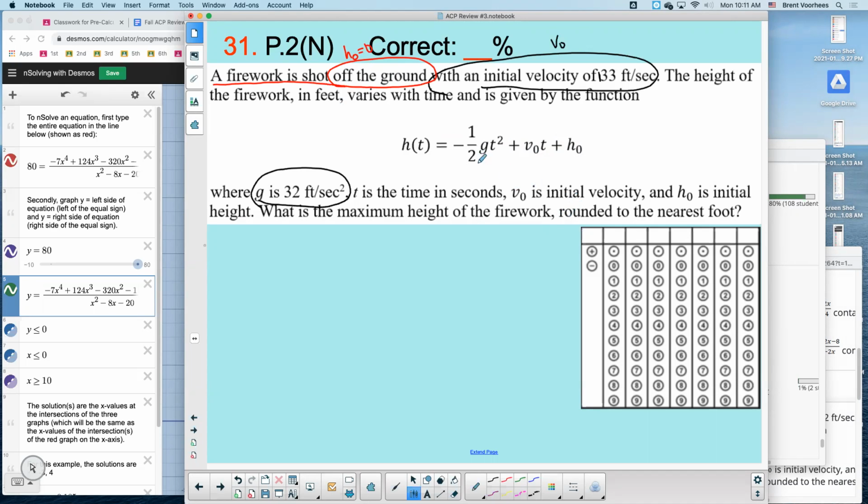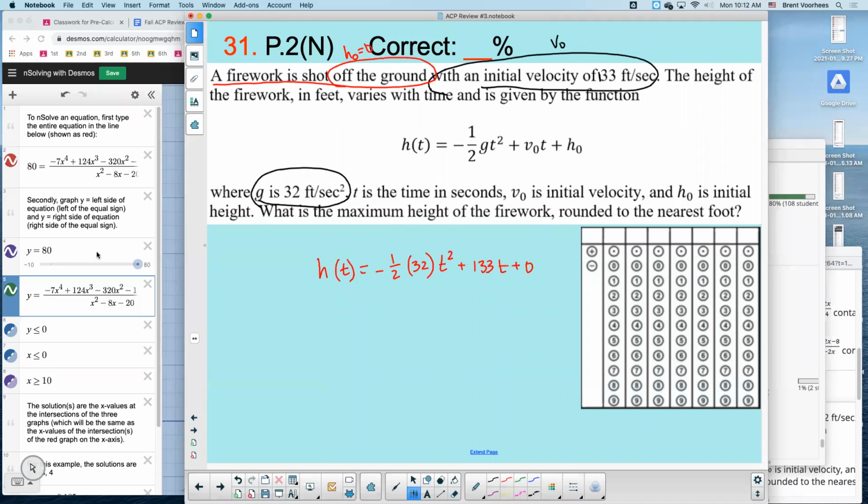So we can plug in our values here. They don't give me anything about the height after we take off, so it'll be h of t equals -1/2 times g, which is 32. We don't know anything about the time either. Plus 133, the v0, times t, plus 0. That's my equation.